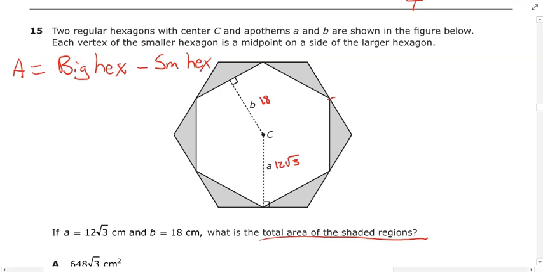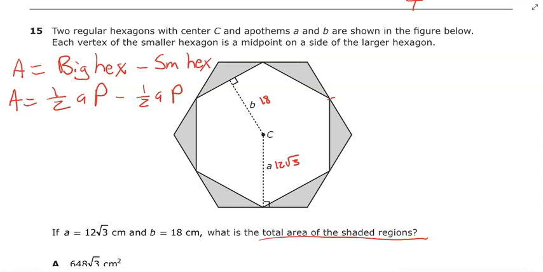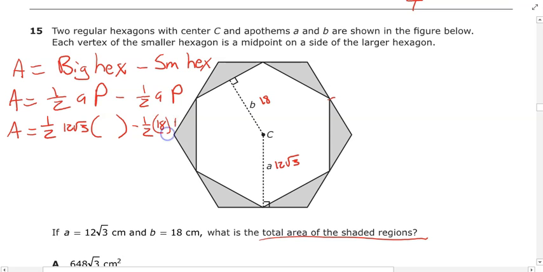Okay, so the formula for area of a regular polygon equals 1/2 apothem times perimeter, minus 1/2 apothem times perimeter of the smaller hexagon. So the apothems are given, so I could plug both of those in. For the big hexagon is 12 root 3. The apothem of the small one is 18. And I don't know the perimeter there either, so I'm going to have to plug that one in at some point.